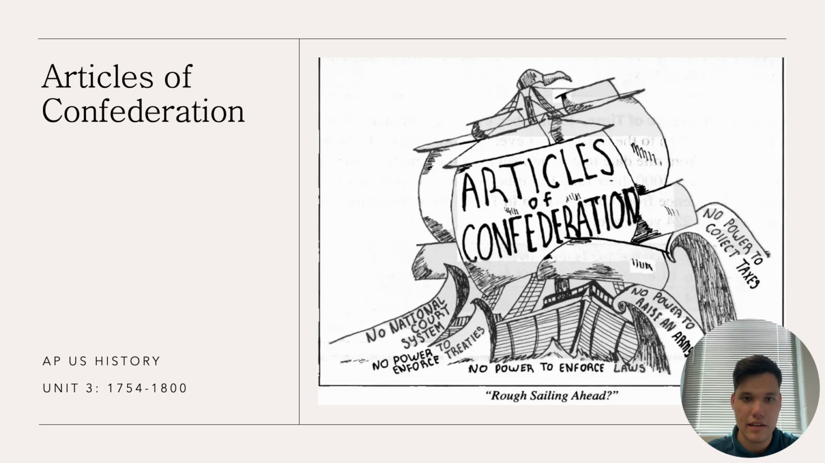All right, so in today's lecture, we're going to be talking about the Articles of Confederation, and we'll be exploring the first attempt at a national government after the American Revolution and understand why it ultimately failed.